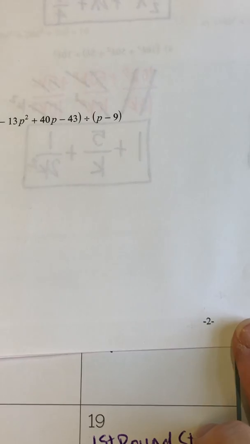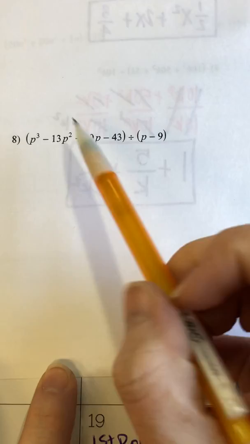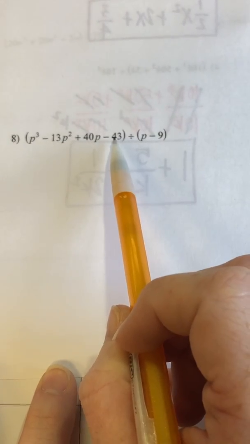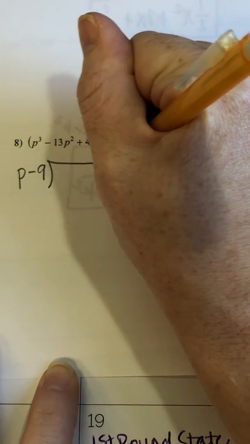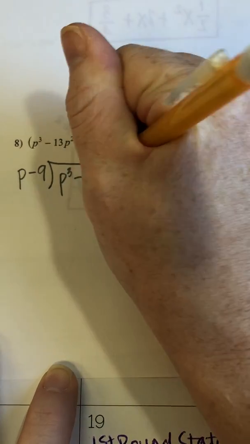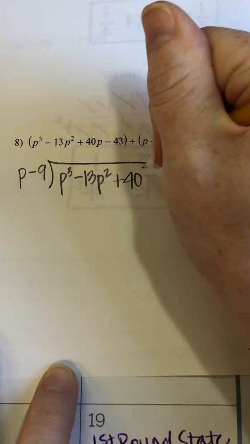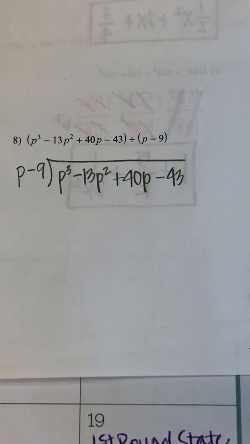Okay? All right. Next, let's look at number 8. Okay? Number 8. Right here. I'm going to check my powers. I have 3, 2, 1, 0. Am I missing anything? No. So I'm going to set up. I've got p minus 9 dividing into p cubed minus 13p squared plus 40p minus 43.